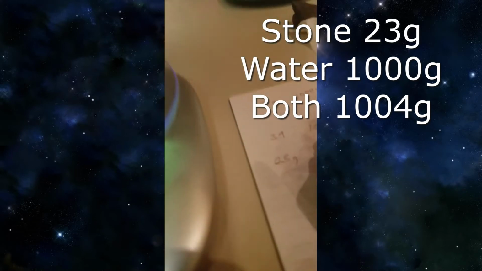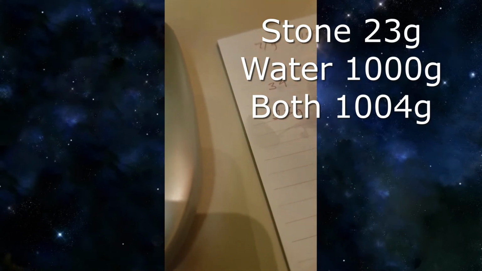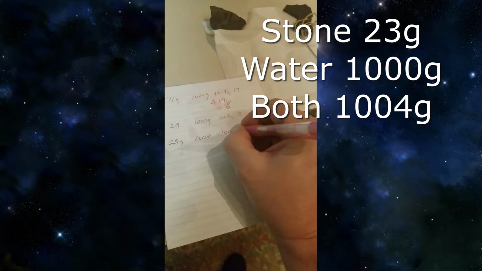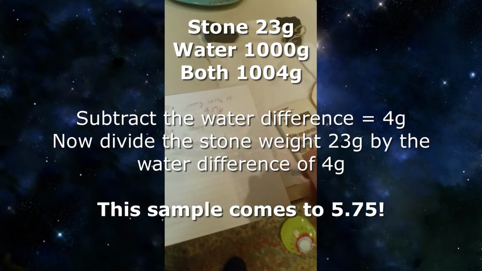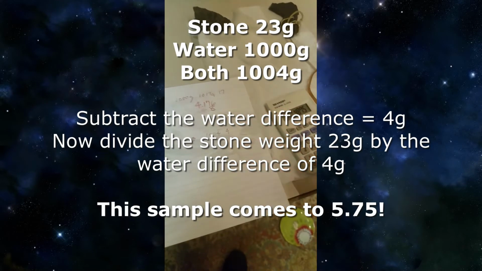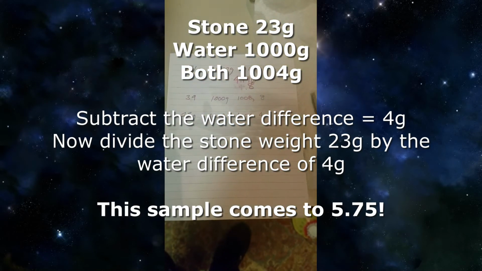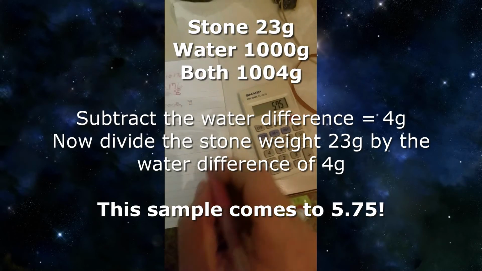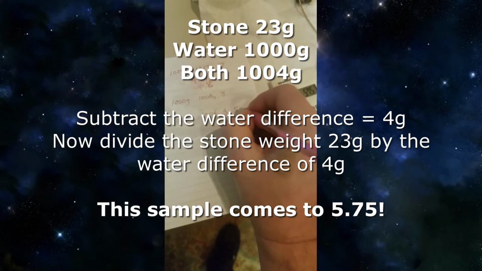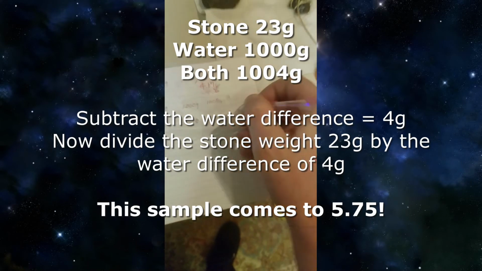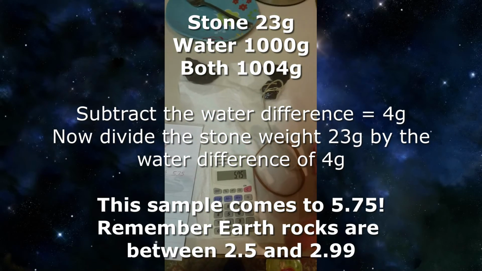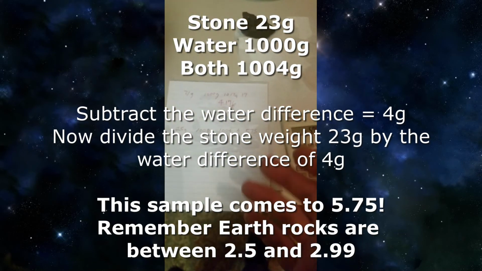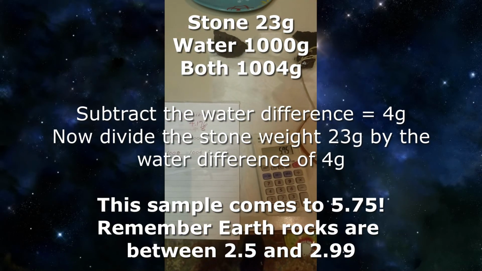1004. That's supposed to be there. And that's 0. So that number is 4. And 23 divided by 4 equals 5.75. So that shows that anything that's above 3 points, or 3 of the density, is a meteorite.